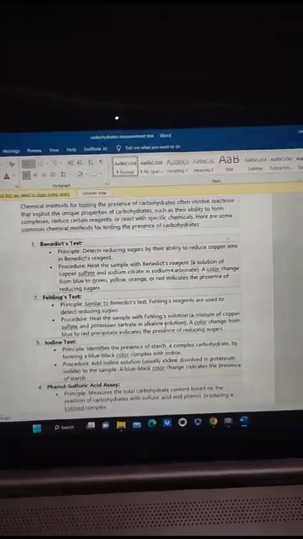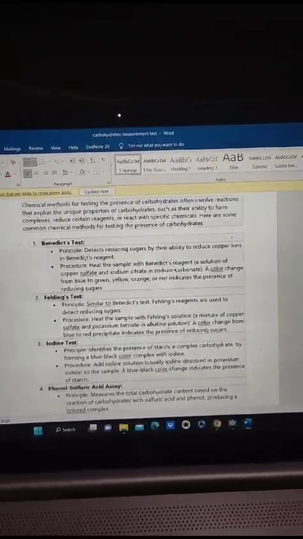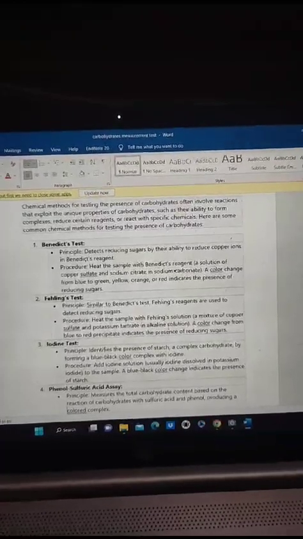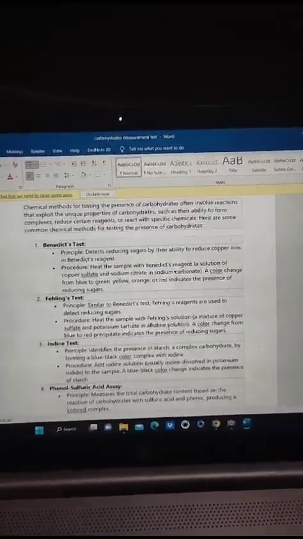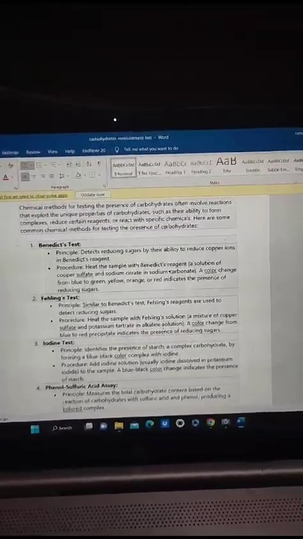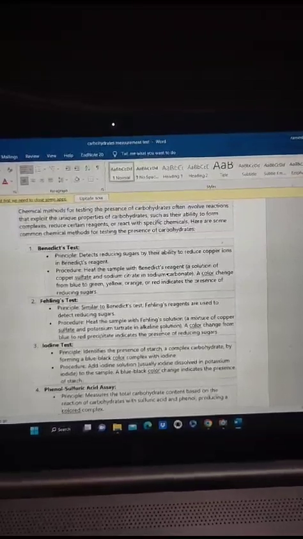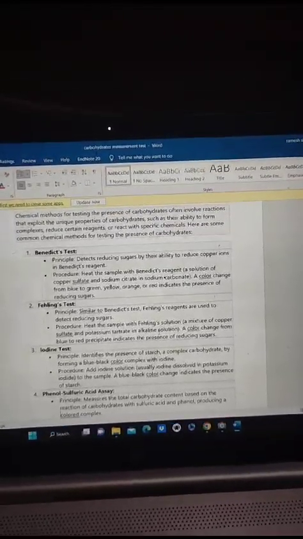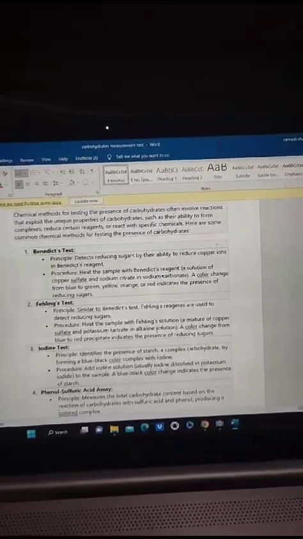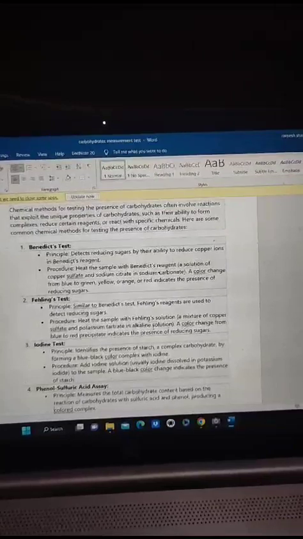Similarly, secondly, the Fehling's test is used, which is similar to the Benedict reagent, and Fehling's test is used to determine the presence of reducing sugar. And the procedure includes the samples are heated with the Fehling's solution, a mixture of copper sulfate and potassium tartrate in alkaline solution, and the color changes from blue to red precipitate, which indicate the presence of reducing sugar.